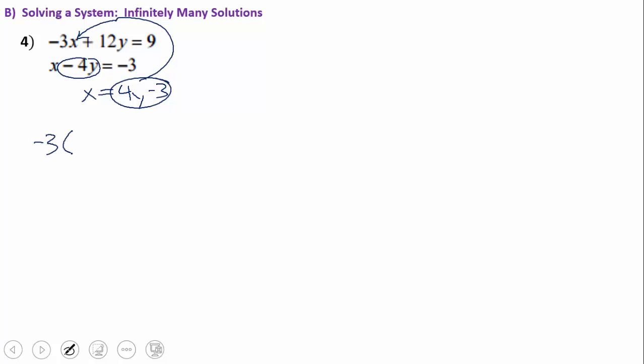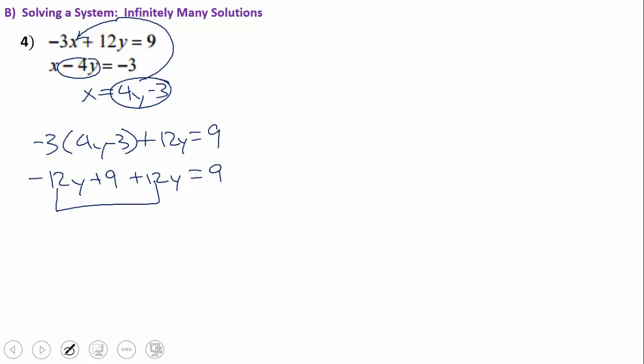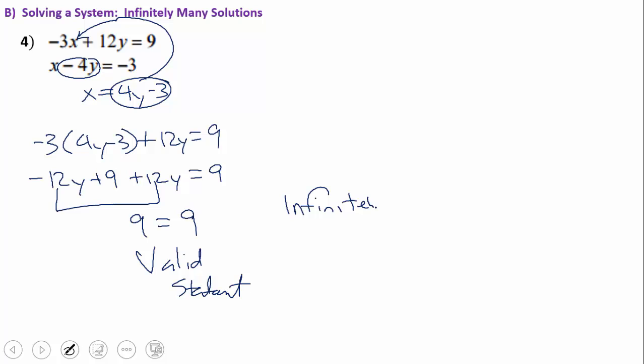I'm going to get negative 3 times (4y minus 3) plus 12y equals 9. And that gives me negative 12y plus 9 plus 12y equals 9. If I combine those two terms, they eliminate. They go away because the negative 12 and the positive 12 go to 0, leaving me with 9 equals 9, which in fact is a valid statement, meaning I have infinitely many solutions.